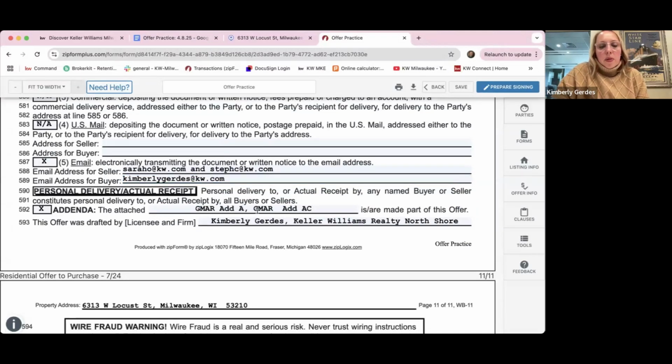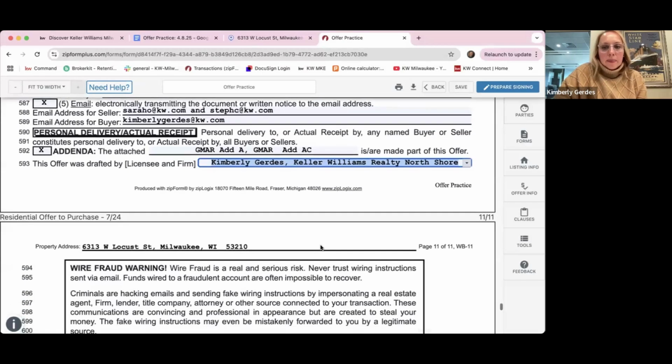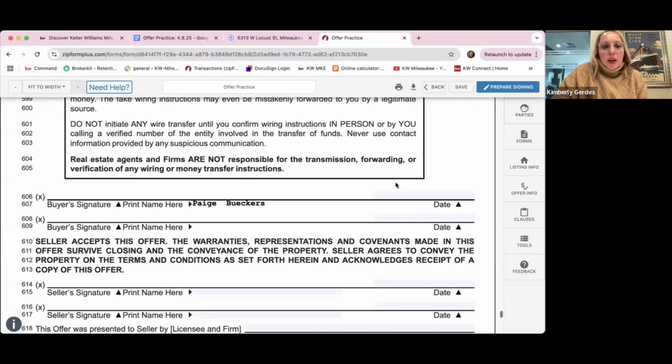We are going to be including a couple of addenda, addendum A and addendum AC. So I make sure I include that. And then I put my name and my brokerage or my firm's name at the very bottom. A lot of people forget to do that. So that's the big offer in a very short nutshell.